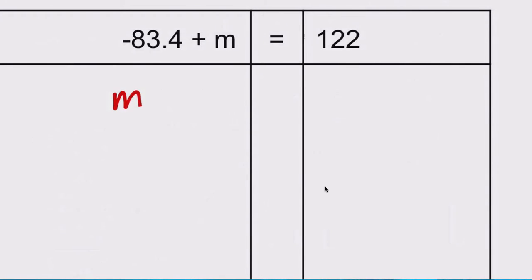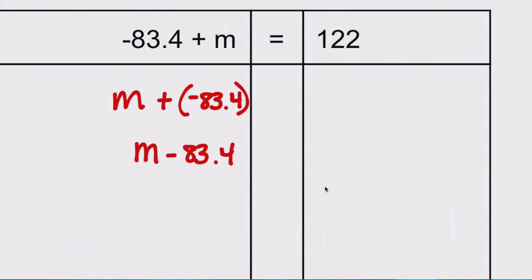You could have m plus a negative 83.4. However, when you're adding a negative, it's the same thing as subtraction. When you're adding a negative, we call this adding the opposite. Does that sound familiar? It should sound familiar. Adding the opposite. So really, this is m minus 83.4 equals 122.